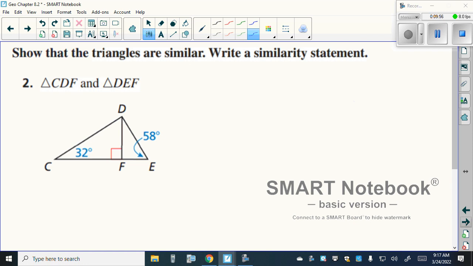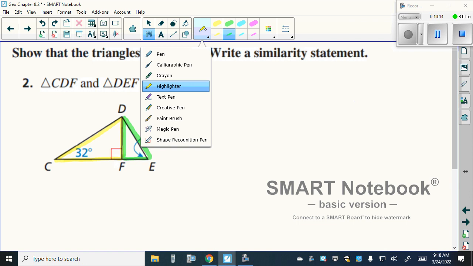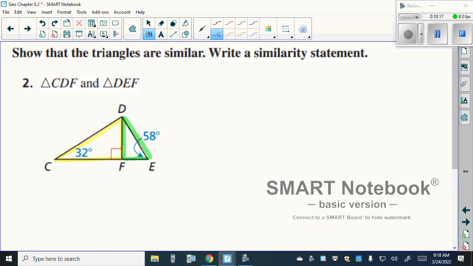All right. So CDF. So we're looking at this triangle here. And CDEF. So these are the two triangles that we're looking at. Well, we do have a straight line, yes? So those add together to be 180, which means this angle is 90, yes? So which angles are congruent? Well, we know C is 32 degrees, yes?